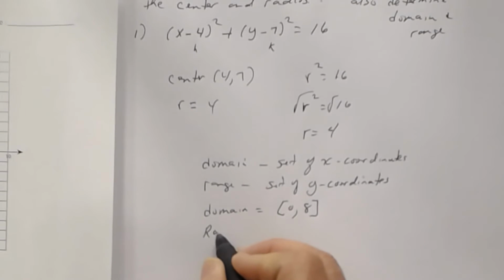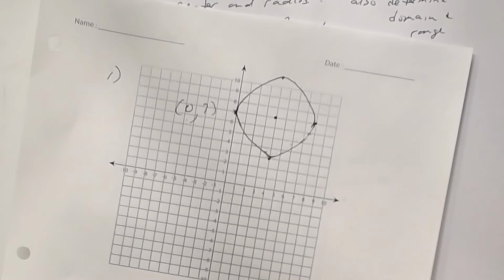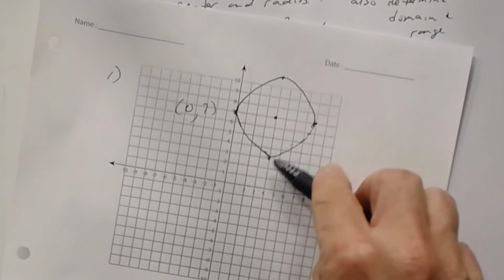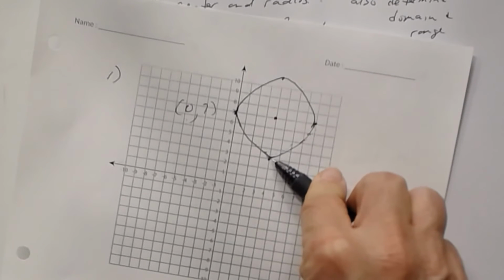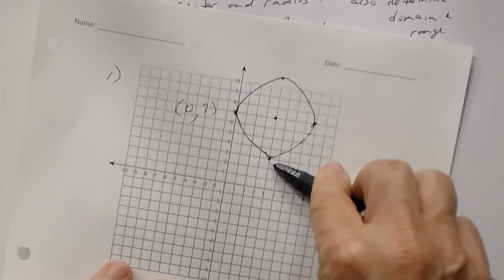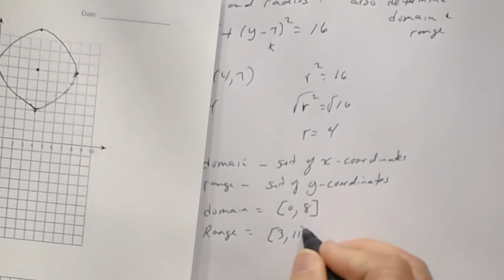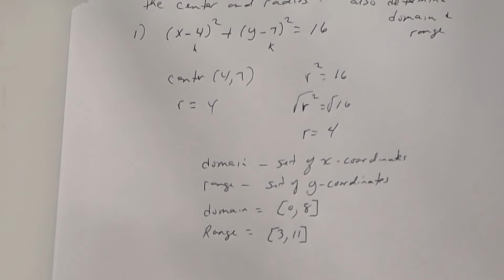Now let's talk about the range. The range, you go from bottom up. So when I go from the bottom up, look at the lowest point on the circle, which is this right here, right? What is that y coordinate? 3. What is the largest y coordinate? 11. Very good. So you go from 3 to 11. Okay? So we'll do a couple more, and you'll see it's not really that bad.